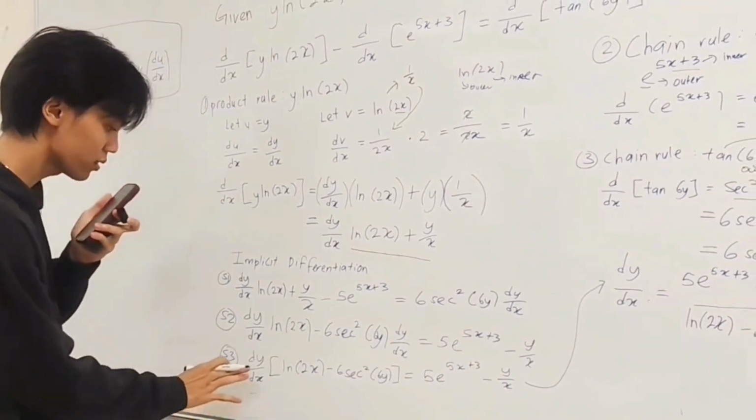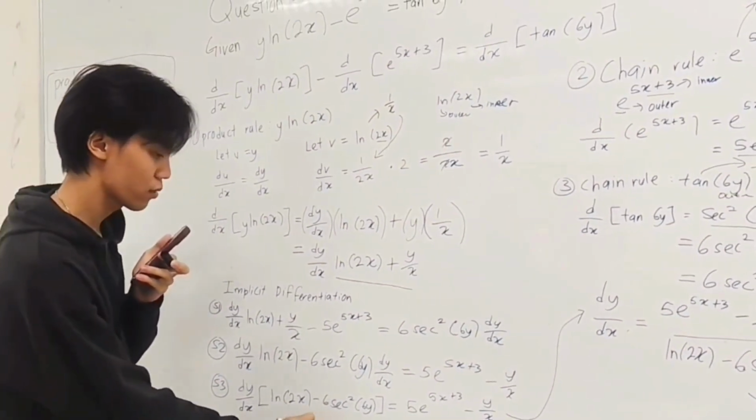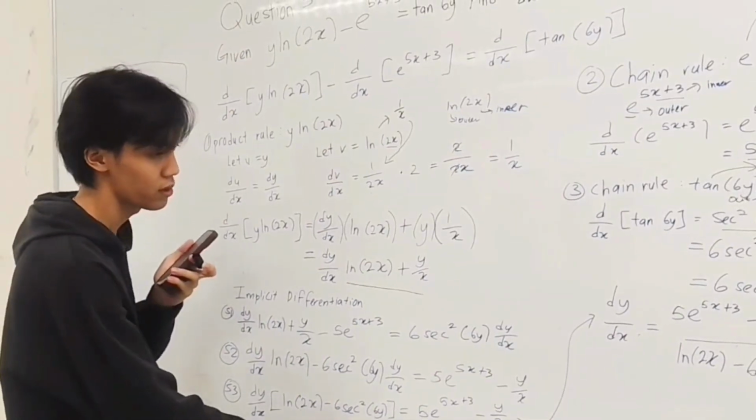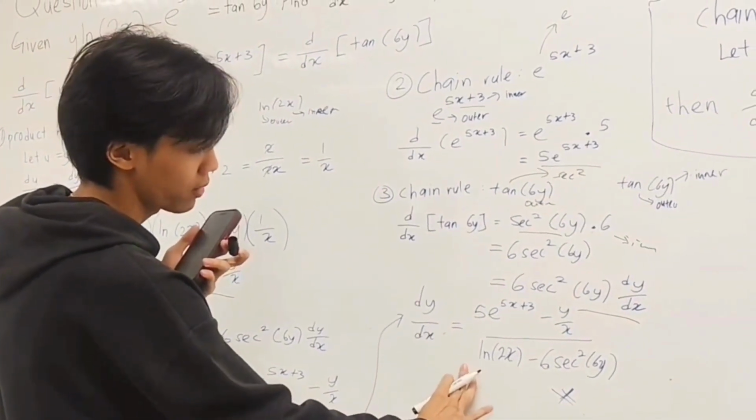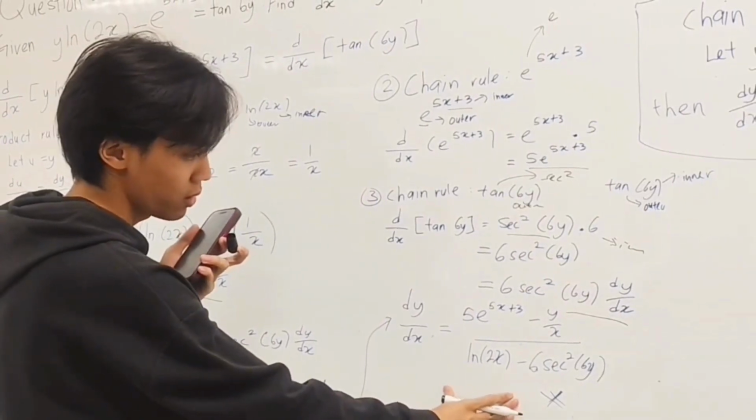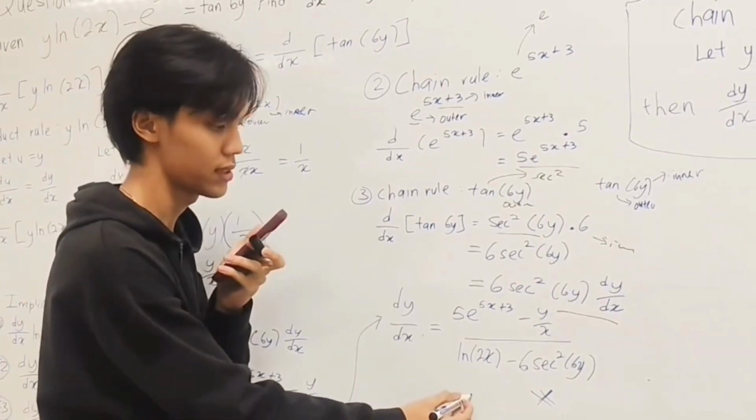And then for the third part, we need to make a bracket so that we can factorize it. So the left-hand side factorized, we need to divide it with the normal equation. So it will become this, the final answer.